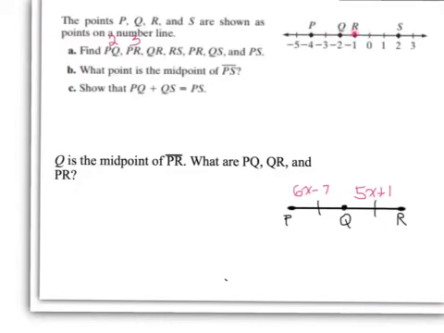QR, 1 unit away, 1 unit. RS, 1, 2, 3 units away. QS, 1, 2, 3, 4 units away. And PS, the whole segment, 1, 2, 3, 4, 5, 6 units away.